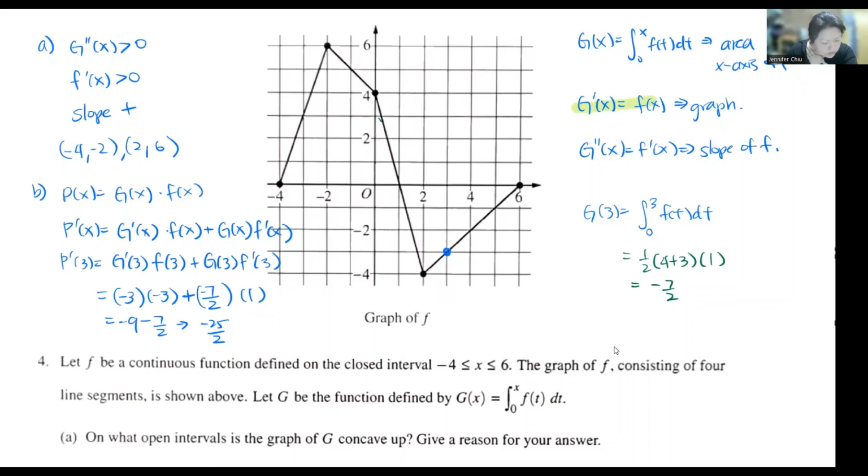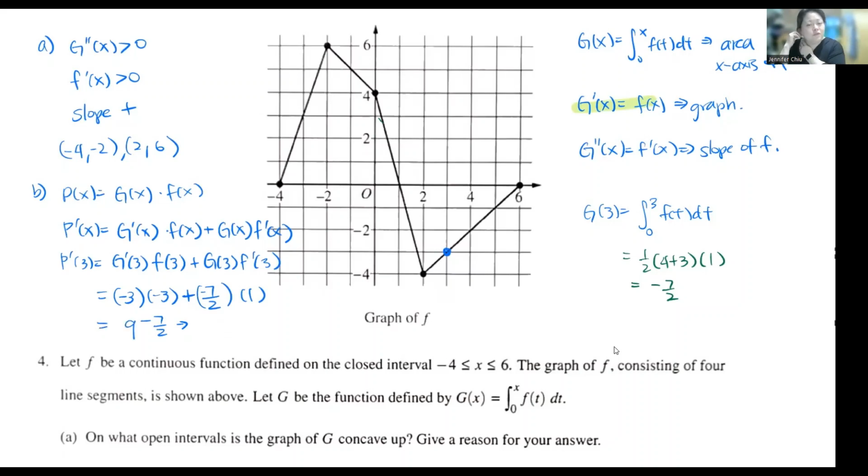So just double checking my work here. Oh, I apologize. This is a positive 9. No wonder my numbers are getting a little bit wonky. Okay, sorry. Let me try this one more time. I had negative 3 times negative 3, so it's a positive 9.